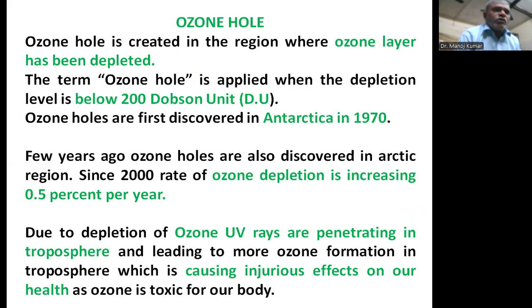20 to 45 kilometers above the earth in the stratosphere. The ozone hole is created in the region where the ozone layer has been depleted, and through the ozone hole UV rays enter the earth. The term ozone hole is applied when the ozone level is below 200 Dobson units.